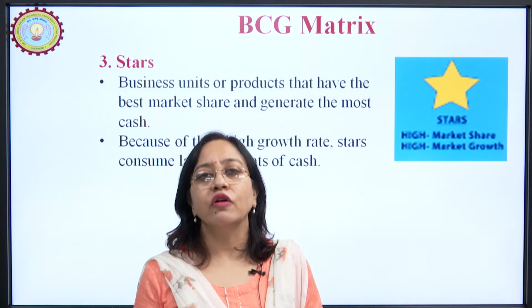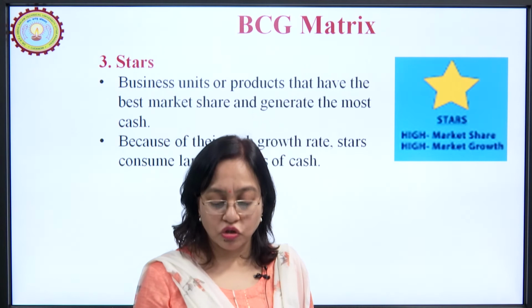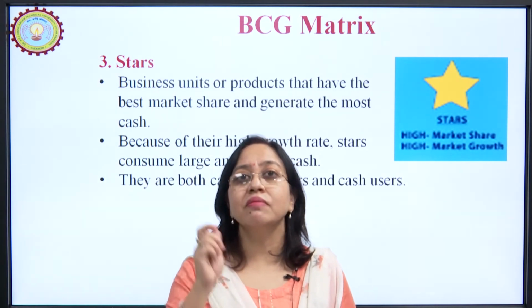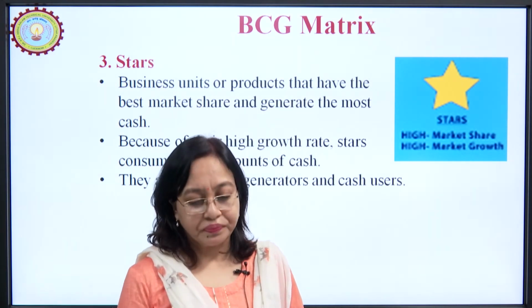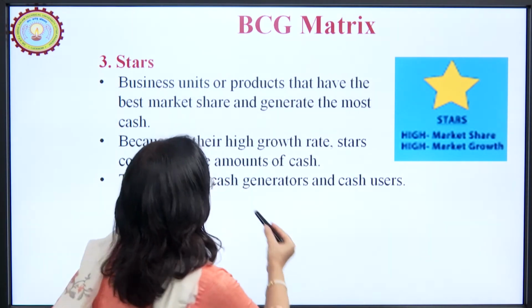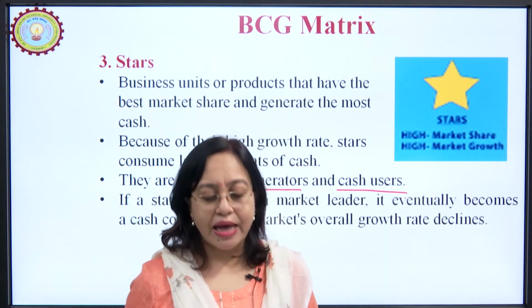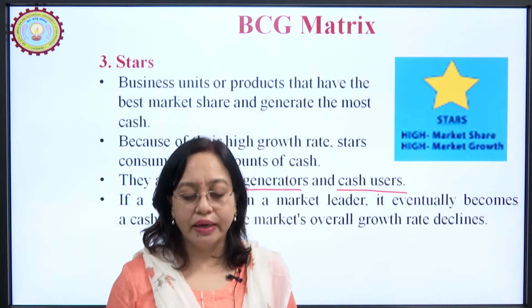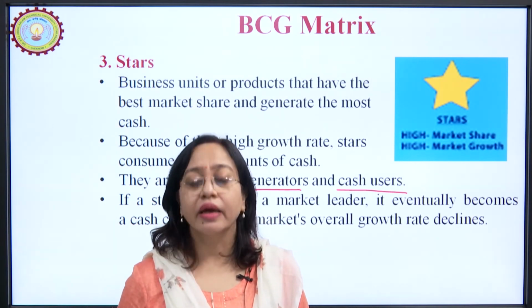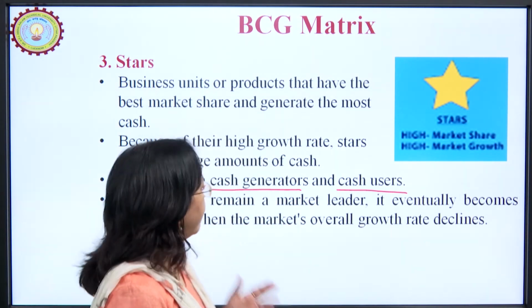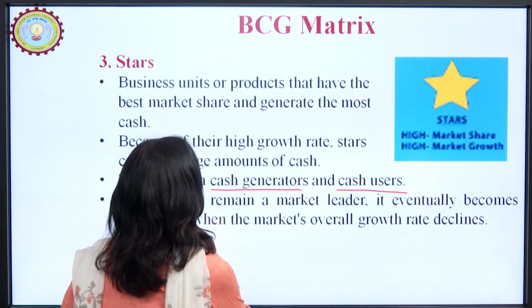So, they are kind of a self-fulfilling cycle, wherein they generate a lot of cash and they are also consumers of a large amount of cash. So, the maximum cash which is available, disposable cash, is coming through cash cows. So we can say that they are both cash generators and cash users. Then if a star can remain a market leader, it eventually becomes a cash cow when the market's overall growth rate declines. So, when a business becomes a star, then after some time it becomes a cash cow.